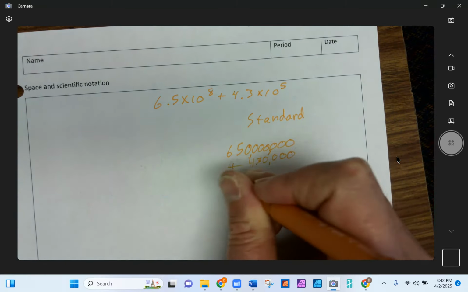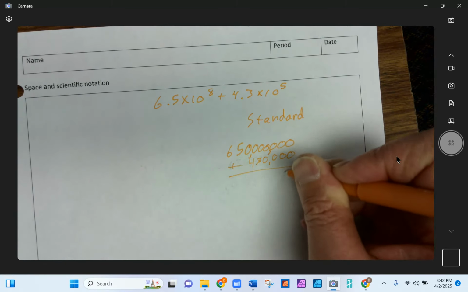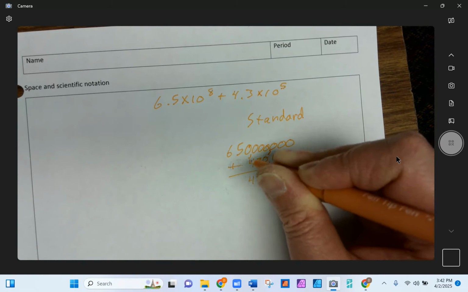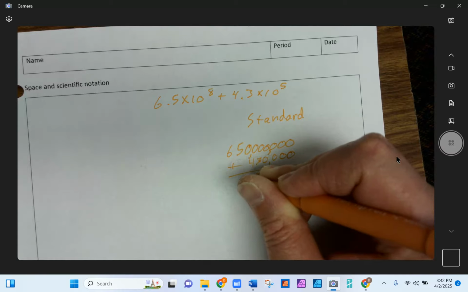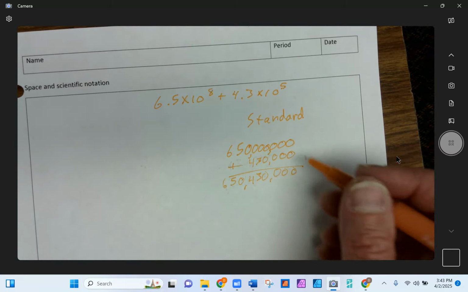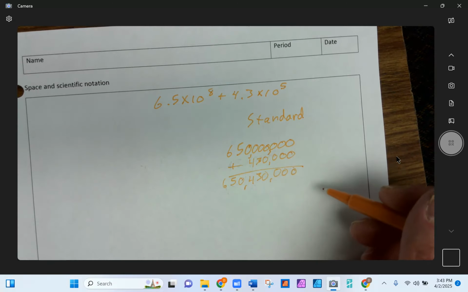Okay, so now I'm going to add them up. 0, 0, 0, 0, 3, 4, and then 650 million. So it's 650,430,000. That is actually much more reasonable to deal with.